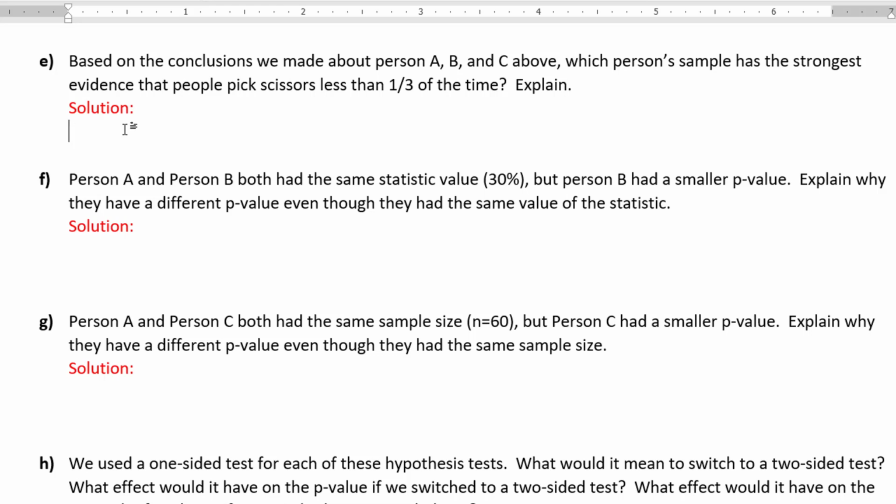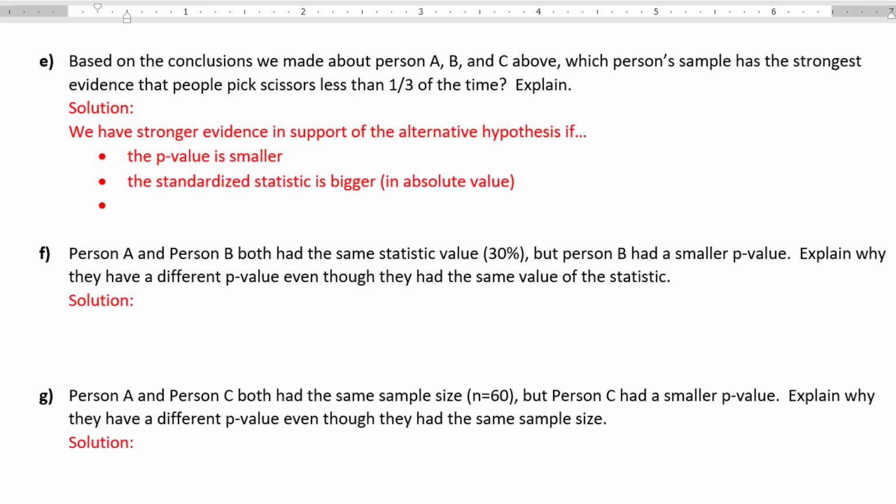Please note, we understand that stronger evidence means smaller p-value. Another way that we've now learned to understand strength of evidence is by way of the z-score or the t-score, the standardized statistic. We know that there is stronger evidence if your standardized statistic is bigger in absolute value. And one final way you can think about this is that we have stronger evidence in support of the alternative hypothesis if your sample statistic is further out in the tail.